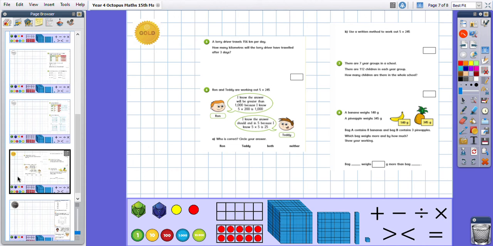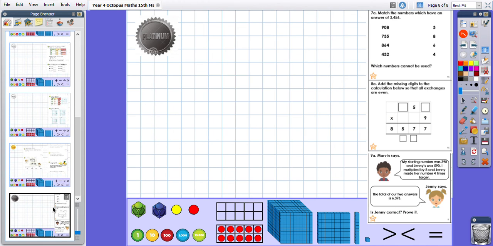Then for gold, you are going to be doing questions 5 onwards, picking out the information that you need and multiplying those numbers together. So you might not necessarily need all of those numbers, they may be there to catch you out. And platinum, we have some reasoning and problem solving. So again, some missing numbers similar to yesterday, and some reasoning in explaining which child is correct and why.